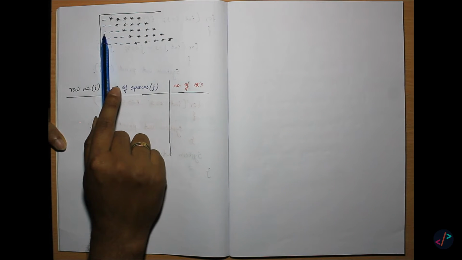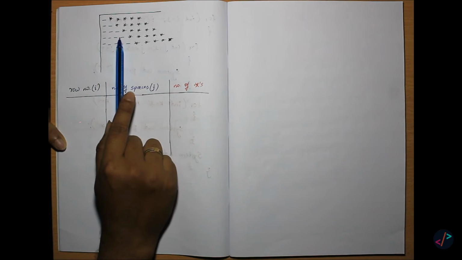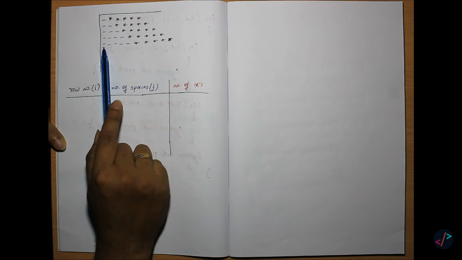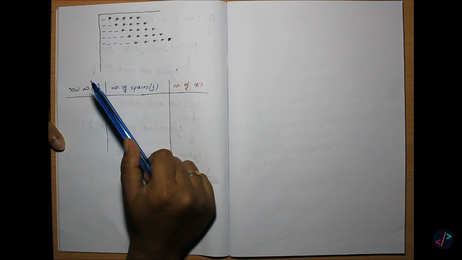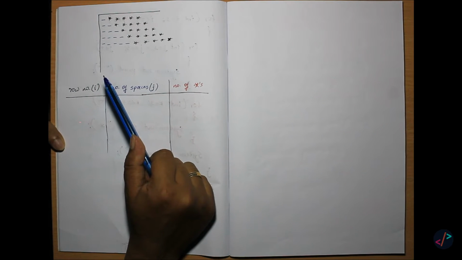Next row, I want 3 spaces followed by 5 stars. On the fourth row, I want 4 spaces followed by the 5 stars. And on the fifth row, I want 5 spaces followed by 5 stars. This is my expectation. Again, looks difficult, but the way you look matters. It's not at all difficult.